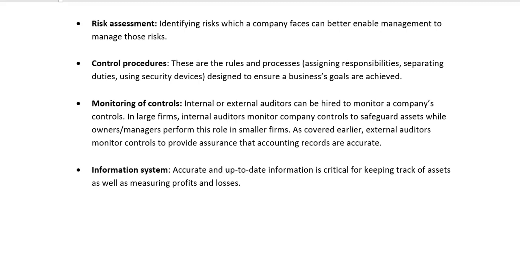So it's more than just looking at the end result. You want to be actively watching employees to see that they're following internal controls. You also want to be asking them for feedback. And last but not least, information system. Accurate and up-to-date information is critical for keeping track of assets as well as measuring profits and losses.